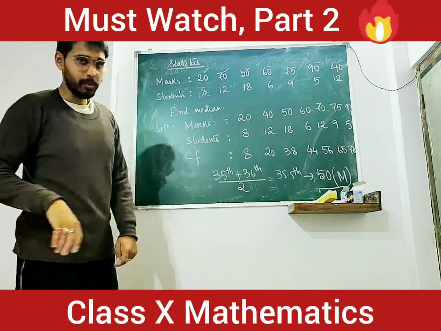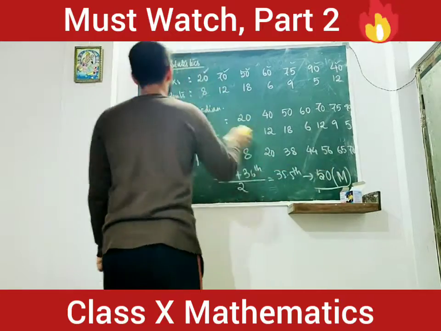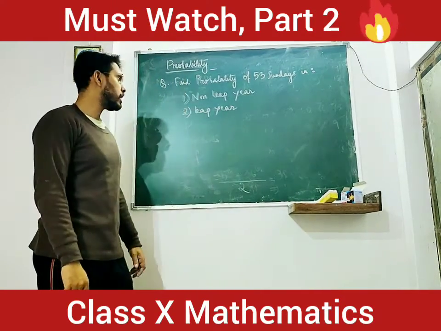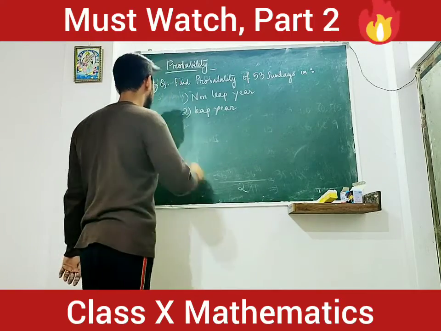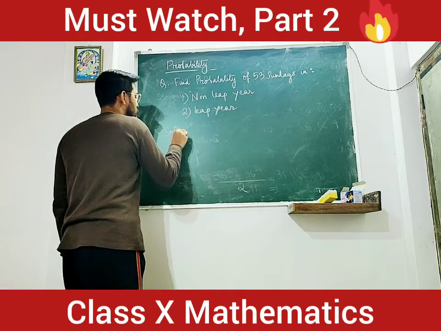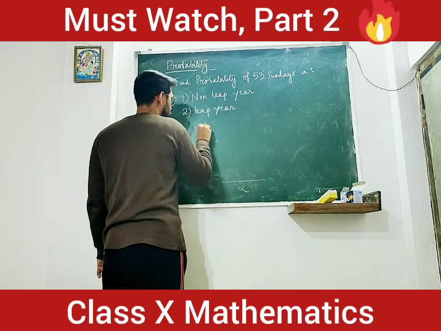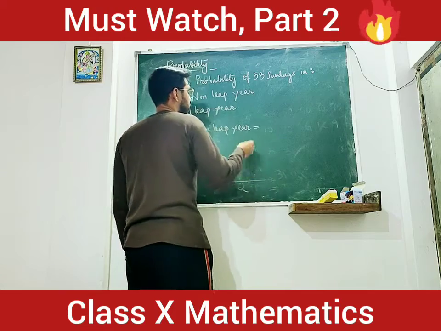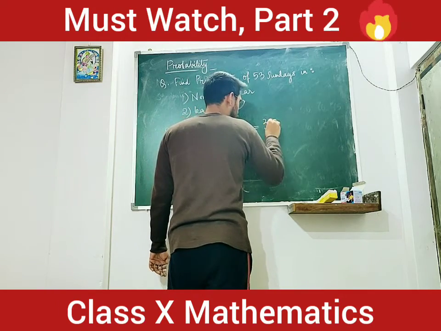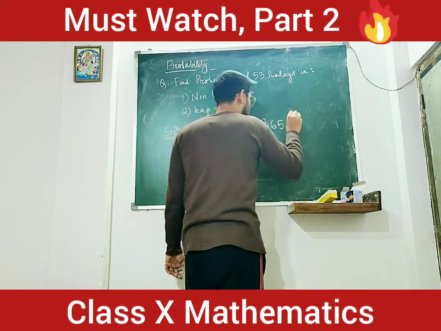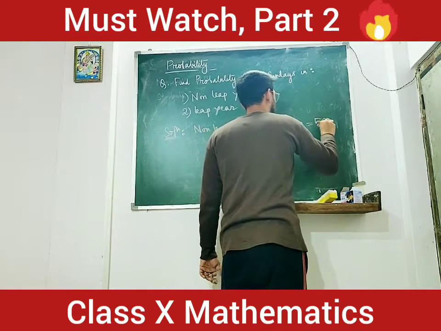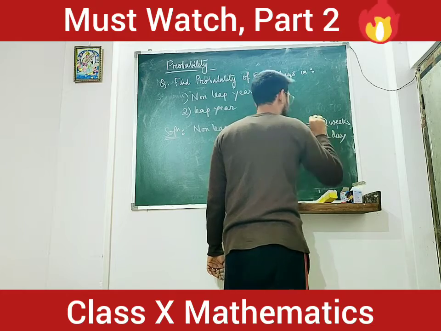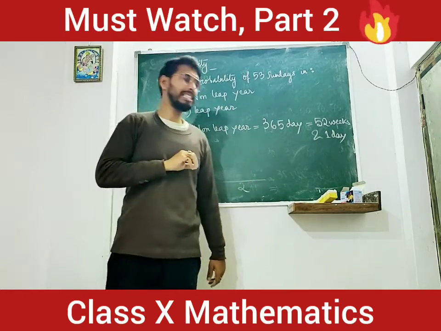So the last topic that we are going to discuss is from probability. The last question: find the probability of 53 Sundays in a non-leap year and a leap year. Let us take the non-leap year first. A non-leap year has a total of 365 days, which is 52 weeks and 1 day.